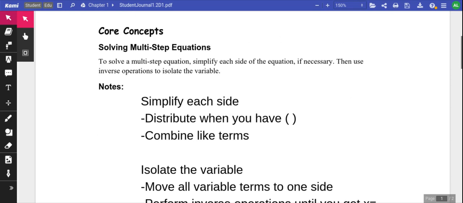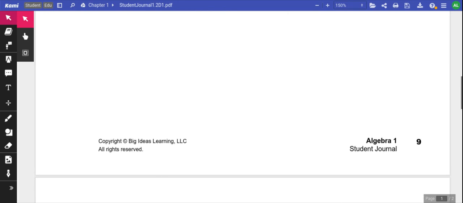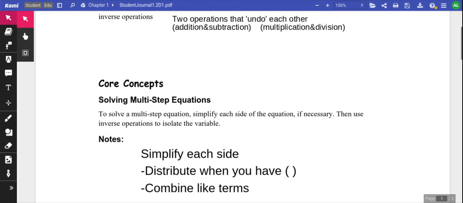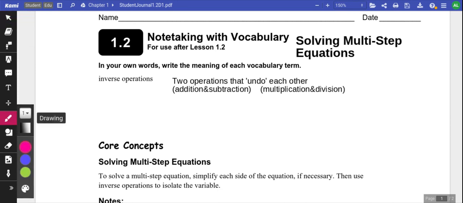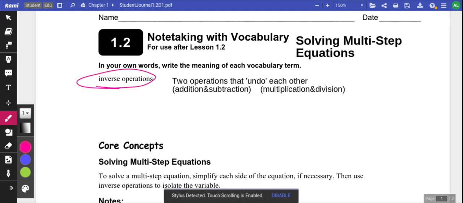So you should be on page 9 here in your student journal. Remember now we're taking our notes in our student journal, and then our homework is not in the student journal, it's in the textbook. So go ahead, you may want to pause the video for a second to get this definition. I got rid of the mean because we don't really need it for this unit. We'll go over that if we need to, but inverse operations are important.